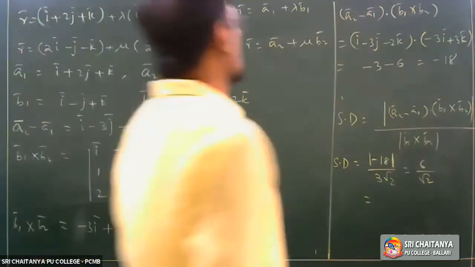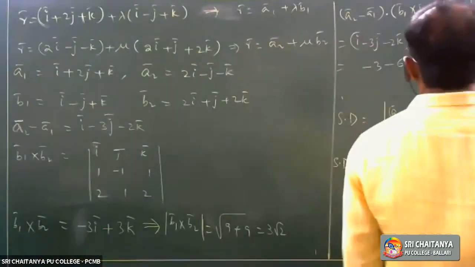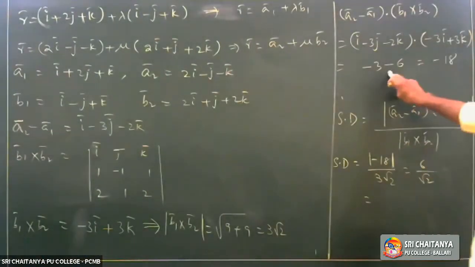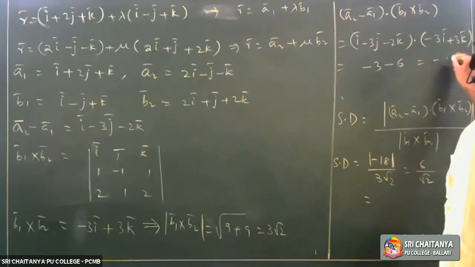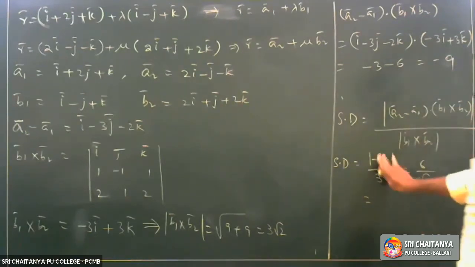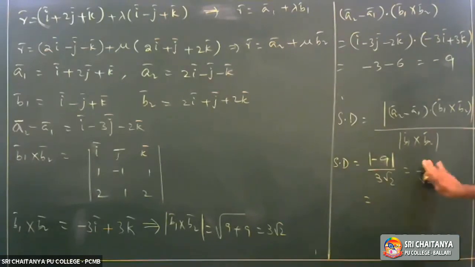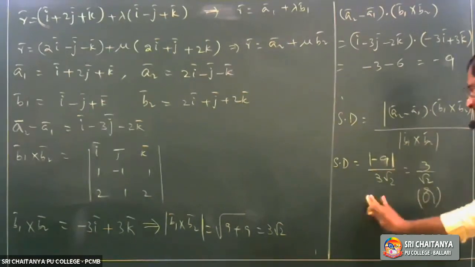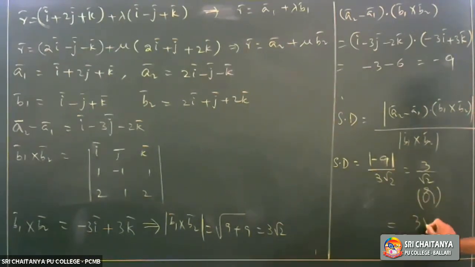How much did you get, observe? It is minus 9, I think. I wrote it as minus 18, but this is minus 9. So it becomes minus 9 by 3 root 2, or you can write this as 3 root 2 by 2 units.